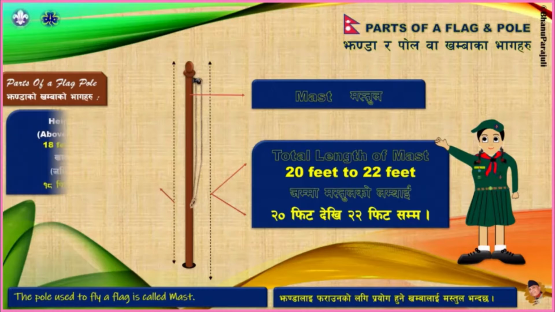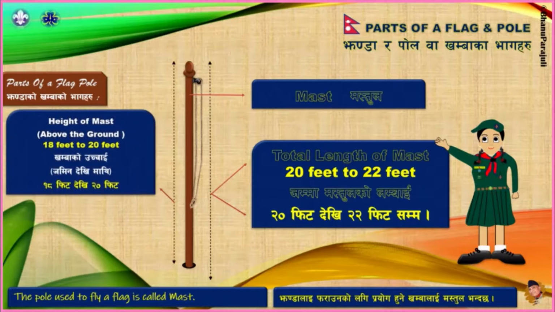Height of mast above the ground is 18 feet to 20 feet.